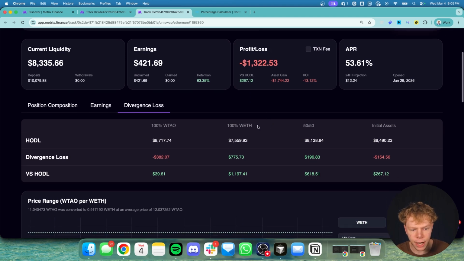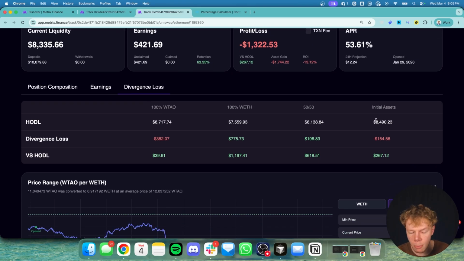But looking over here at this divergence loss section on Metrix Finance, I want to show you how this math kind of works, basically. It tells you how much you would have if you held in the market in your initial asset split.